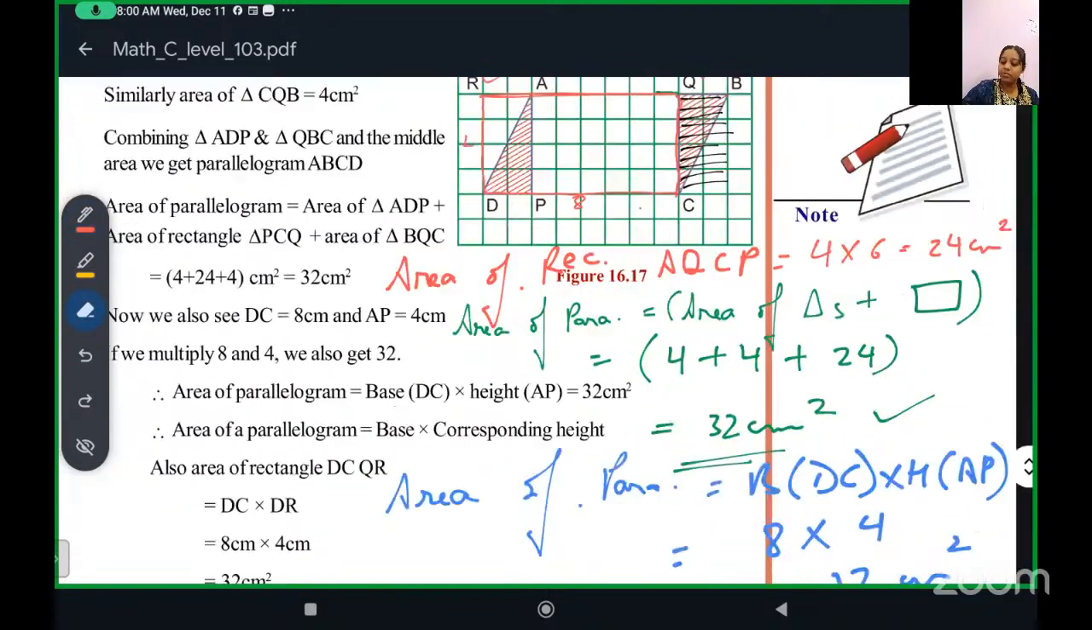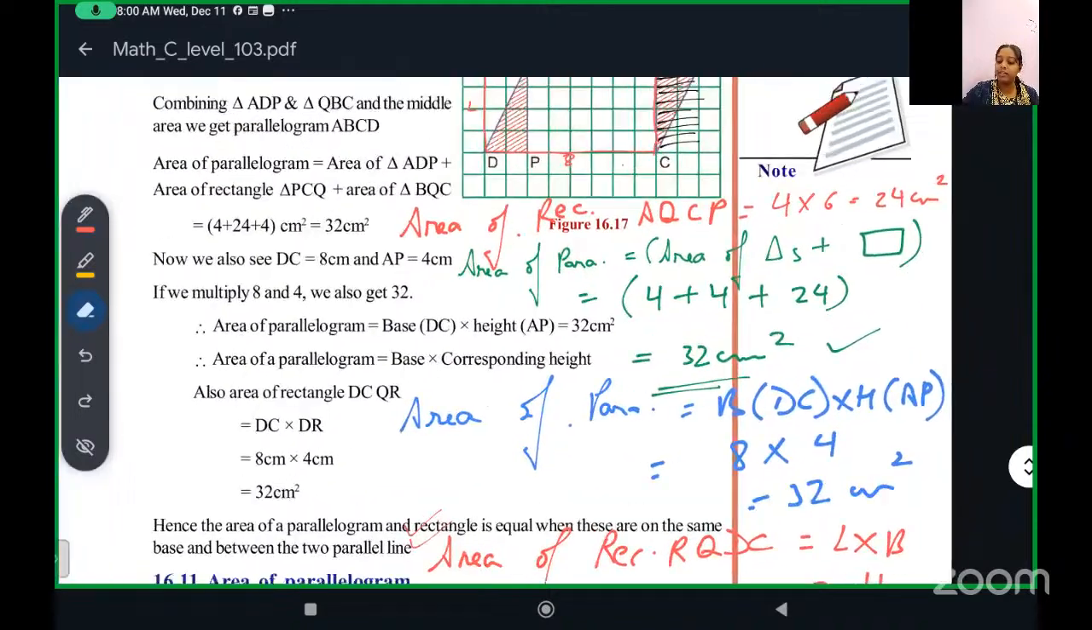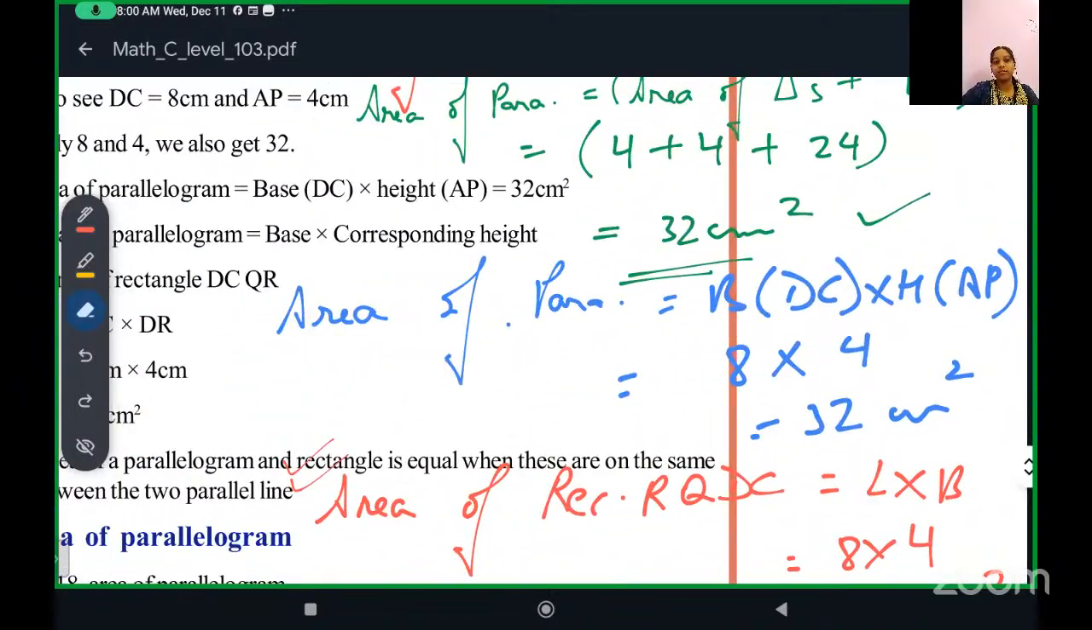So, what is the best formula? Directly doing base into height. That is not a likely case, because parallelograms can be drawn anywhere.